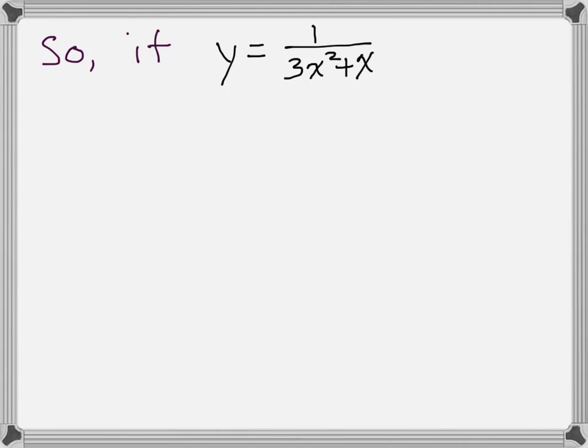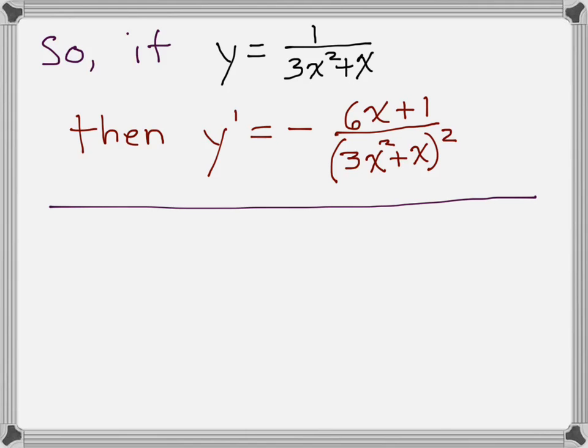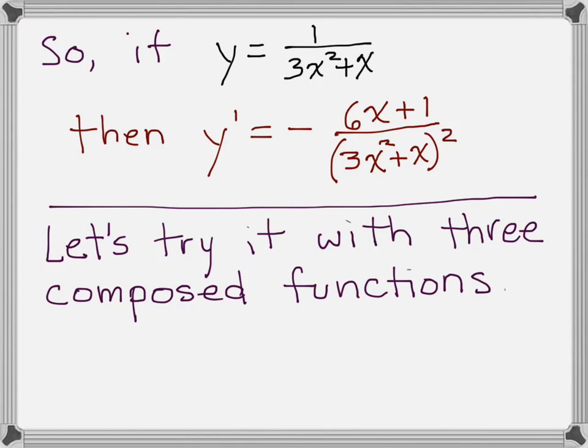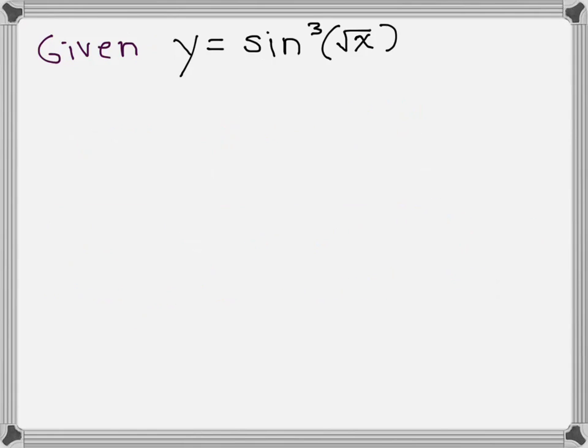So looking at it at the end, if you start with this as your y, then this is the simplified form of your derivative. And you should verify that. Try it on your own and make sure you can recreate that and that it makes sense. But what happens if we have 3 composed functions?